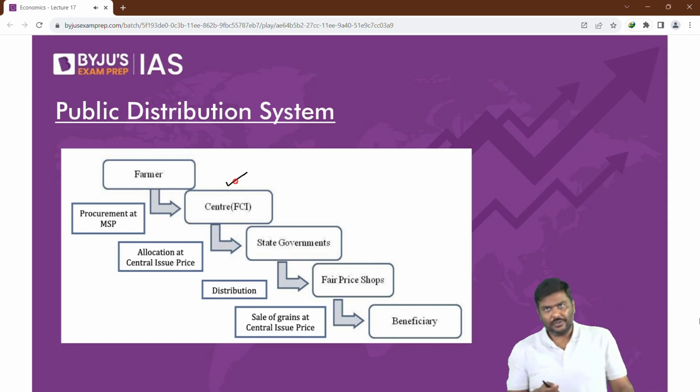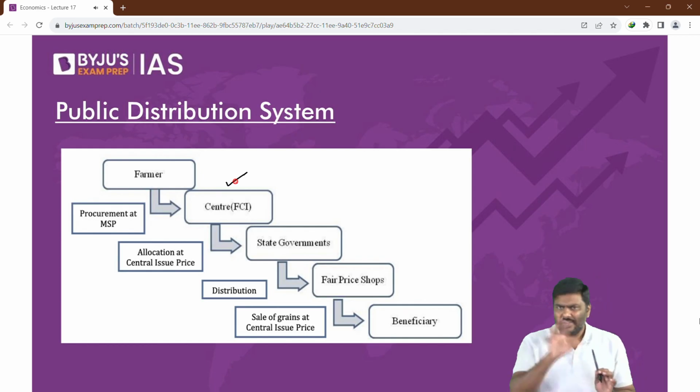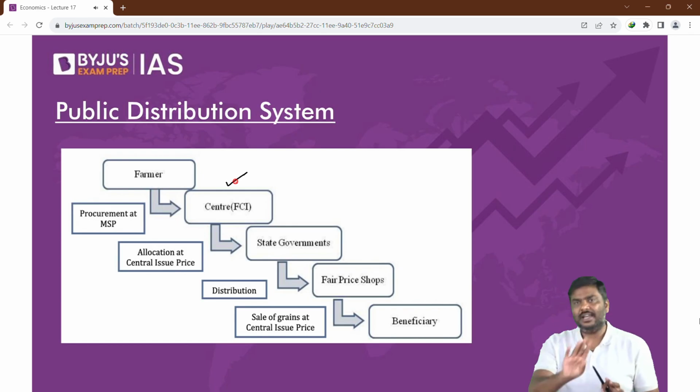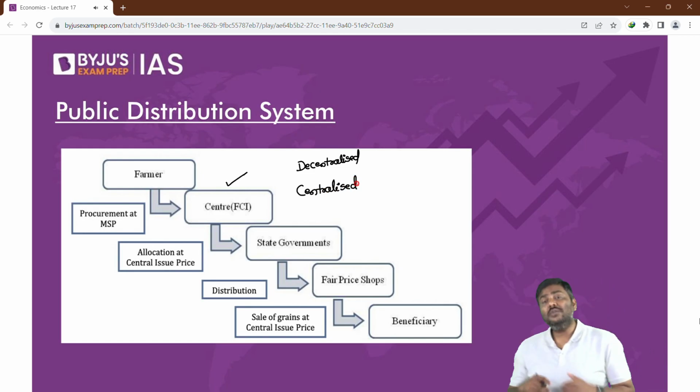For example, follow the system now. Step number 1 is the farmer will cultivate the crop. The government, that is Food Corporation of India, will procure the food grain from the farmers. And when I say procurement here, there are two types of procurement which are done. Please follow this carefully. One is called decentralized procurement. First one is called centralized procurement.